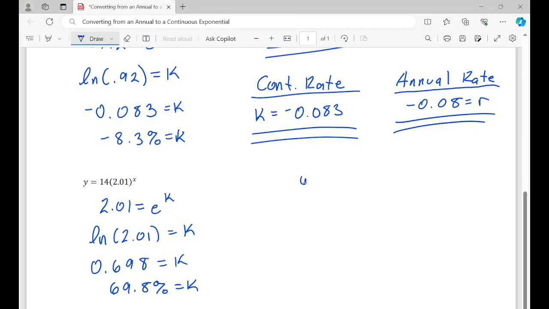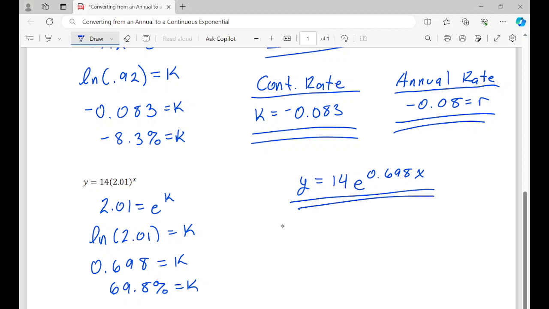Now I'm going to write this into my continuous form. So y equals 14 because it stays there, e, and k is 0.698 x. There is my continuous form.